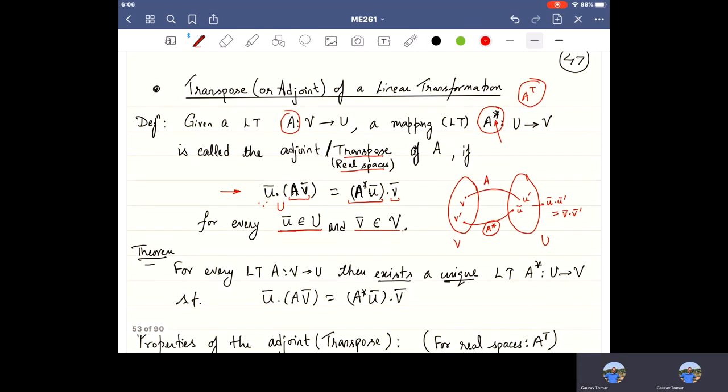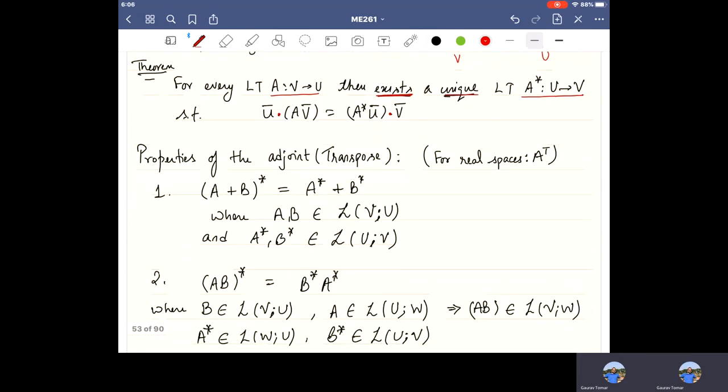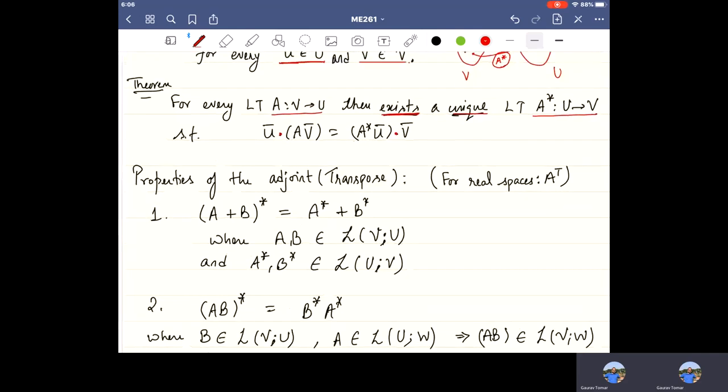Now the theorem is that for every linear transformation of this kind, there will exist, first is about existence and the second is about uniqueness, it exists and it is unique, a linear transformation or transpose from U to V such that u dot Av is equal to A star u dot v. We'll not look at the proof of this theorem, we'll just look at the properties of the transpose or the adjoint mapping.